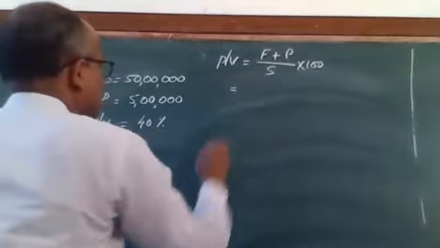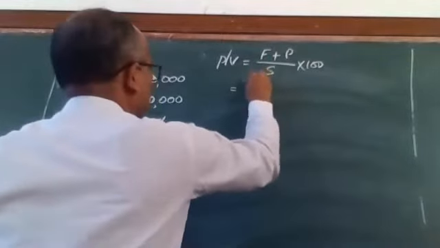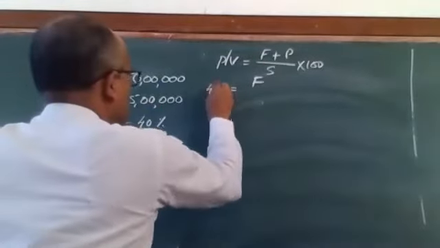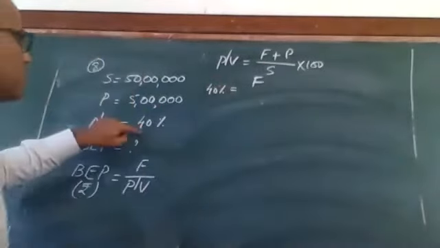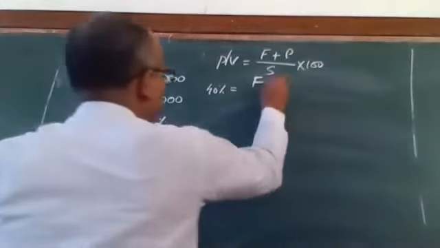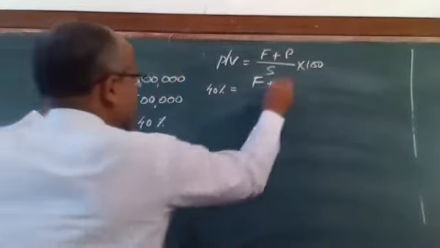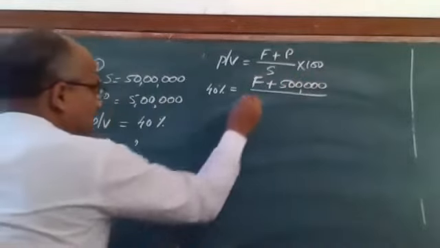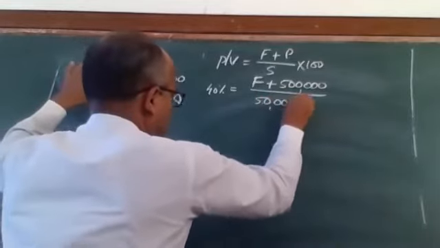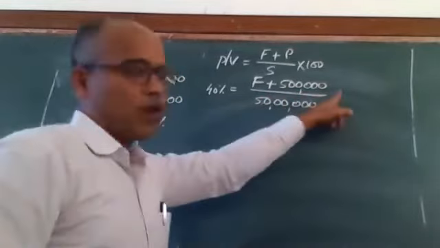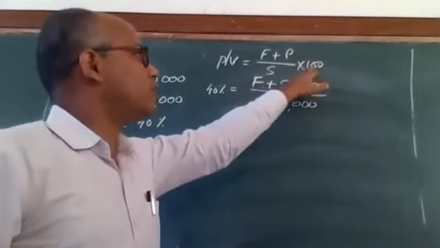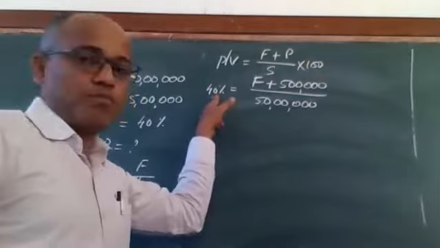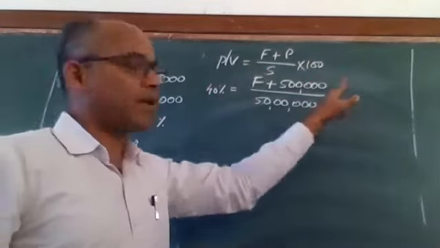Fixed cost is how much? You don't know. This is a question mark. PV ratio is how much? 40%. So 40% is equal to F, don't know, plus P is 5 lakhs, my sales is 50 lakhs. Sir, should we write into 100 here? Answer is no, we need not write into 100 because I am already expressing it as a percentage. So when you express this 40%, you need not multiply with 100.